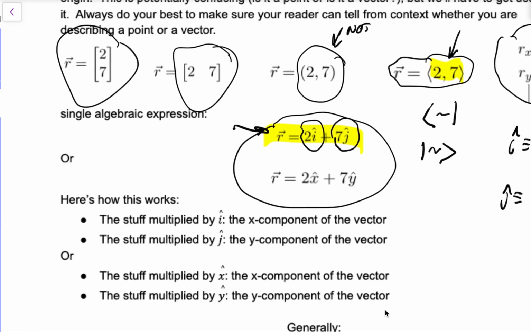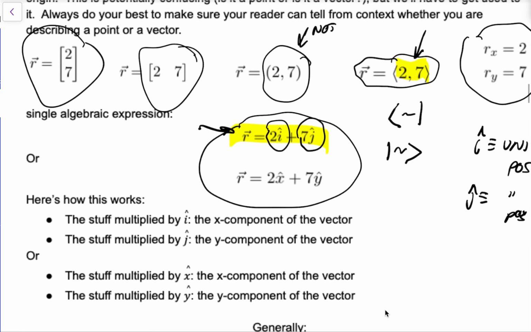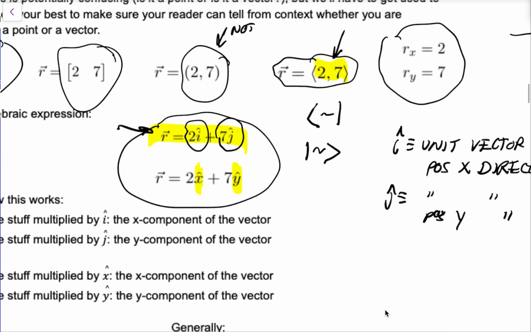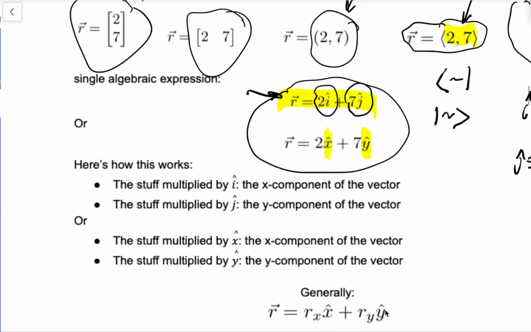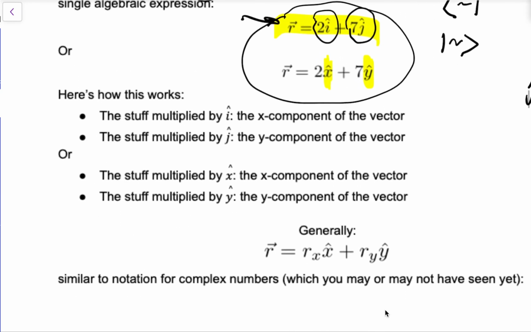You can also replace the i hat and j hat with x hat and y hat. I know a lot of people prefer this, and there's good reasons to do either one. Sometimes you'll get the magnitude in the x direction times the x hat vector, and I find that a little bit confusing. So I like to say instead x i hat. But that's a matter of taste.